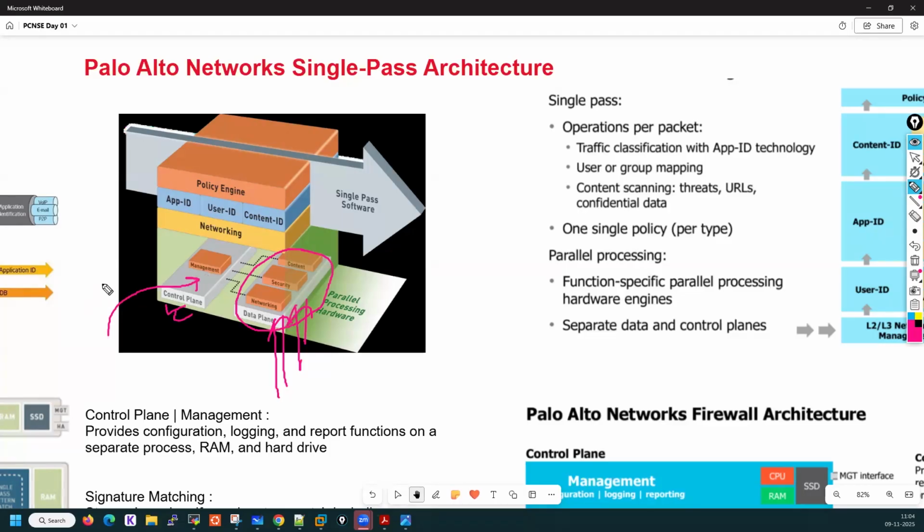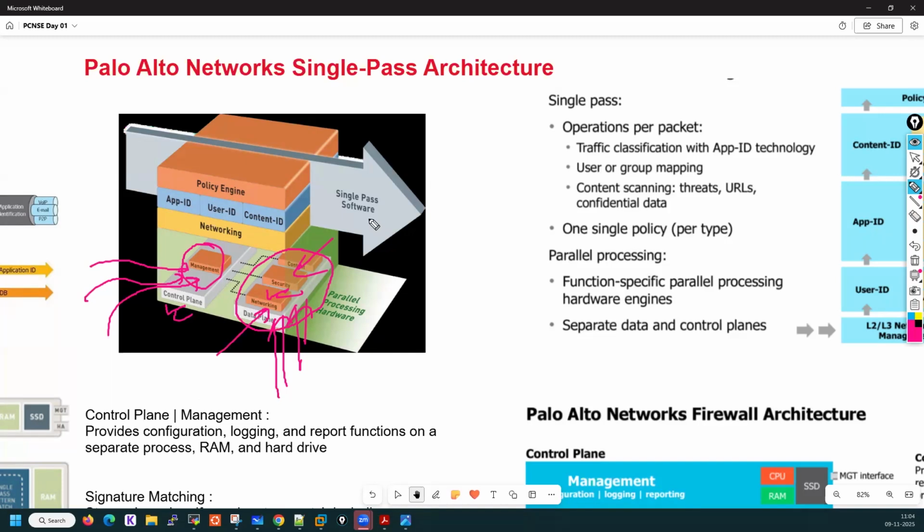If your management plane is under a DoS attack, then your data plane is safe. Your users' traffic will not be impacted. Users will be able to do the packet processing. So those are also some benefits you will get because of this parallel processing architecture.